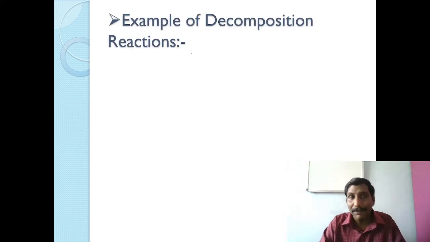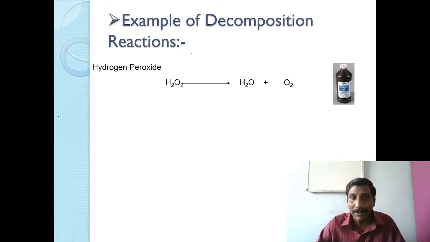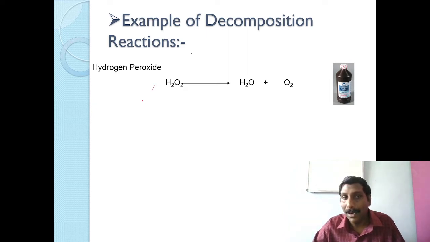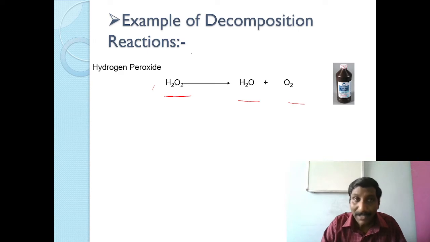Let's check some more examples of decomposition reaction. First one, decomposition of hydrogen peroxide. This hydrogen peroxide undergoes decomposition to give water and oxygen. That is, when hydrogen peroxide undergoes decomposition, we get water molecules and oxygen gas. This is a type of decomposition reaction.